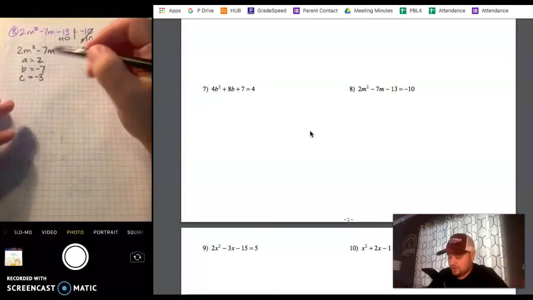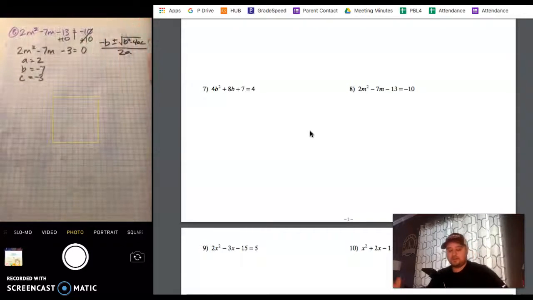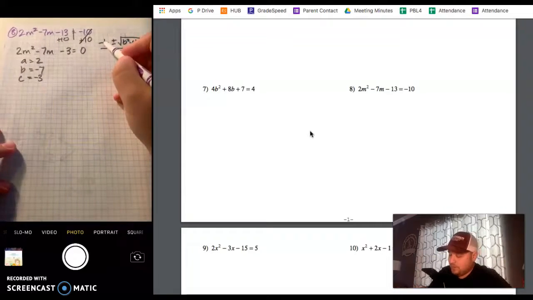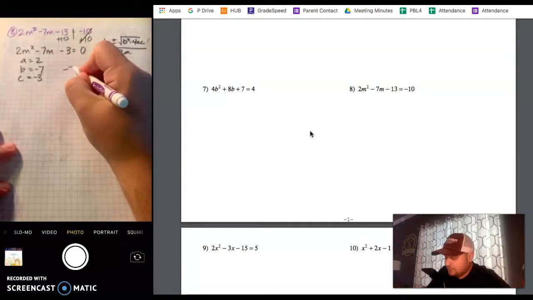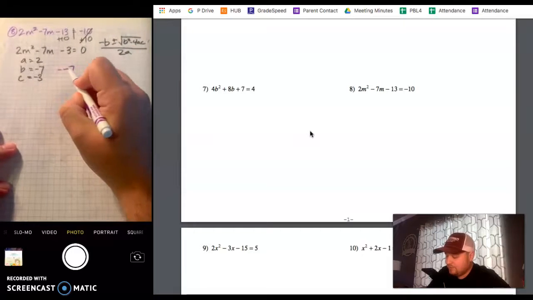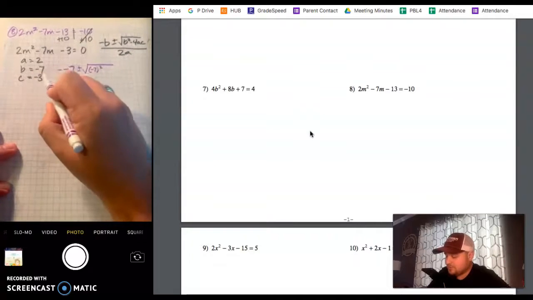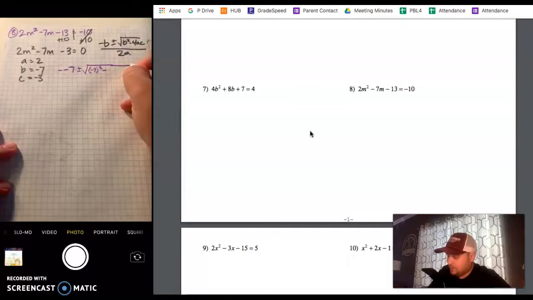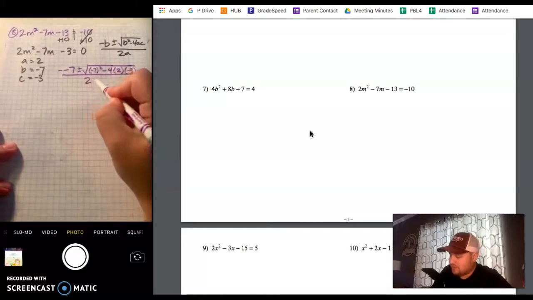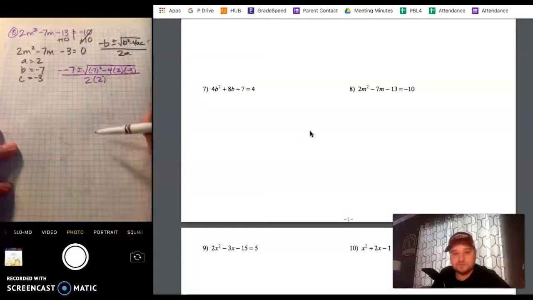Okay, so let's go ahead and start plugging in. All right, I'm going to do that again in purple. So negative B is going to be negative 7, right? So negative B, plus or minus square root of b squared, that's going to be negative 7 squared, because negative 7 is b, minus, I'm going to need a longer square root sign here, 4 times a, which is 2, times c, which is negative 3. And then that's all over 2 times a, which is 2. So 2 times 2.